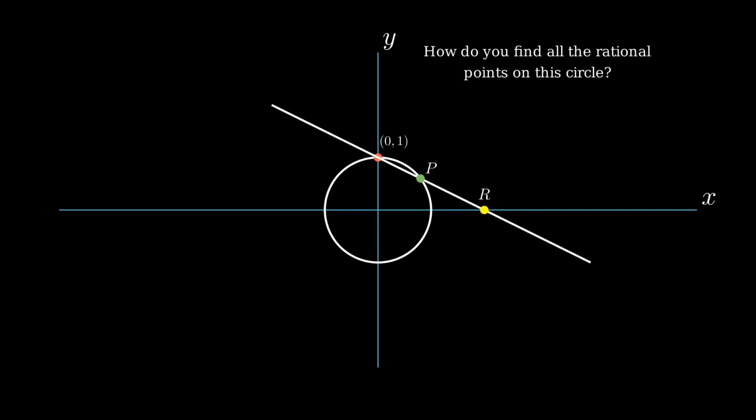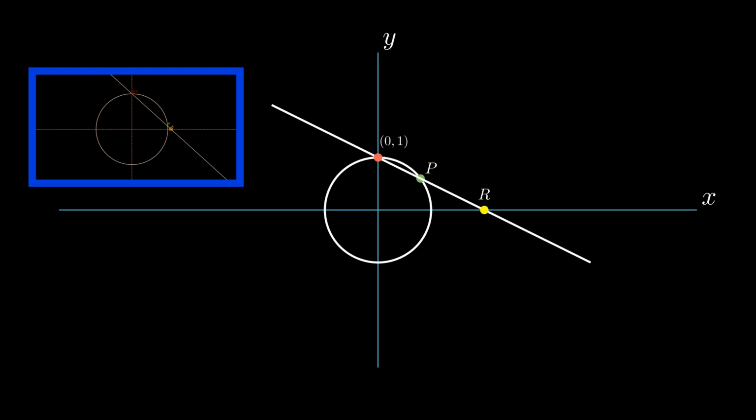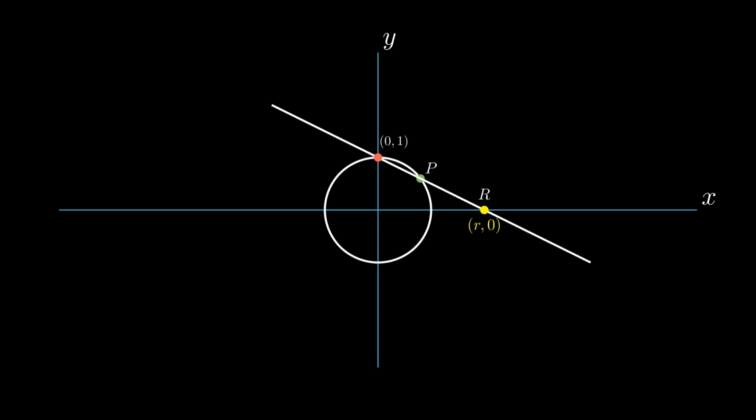Now what we are going to do is prove that P is always a rational point. It doesn't matter how the line is constructed, it could even be on the negative side of the x-axis, it won't make any difference. But for now, let's keep it on the positive side. Let's say that the coordinates of the point R is R and 0. 0 because it's on the x-axis, so its y value is 0, and R because this point is not fixed, it could be anywhere on the x-axis.